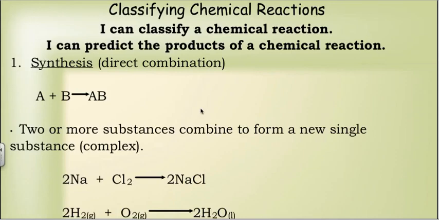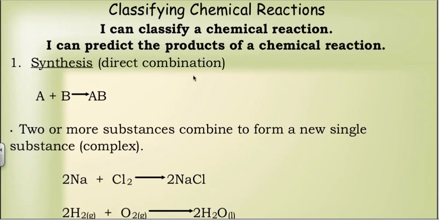All right, this is going to be part 4 of chemical equations, classifying chemical reactions. So at the end of this, what we want you to be able to do is classify chemical reactions, but then also we want you to be able to predict the products of a chemical reaction.